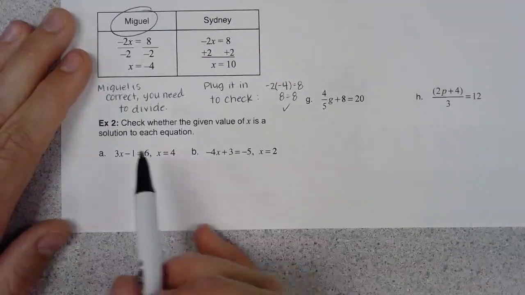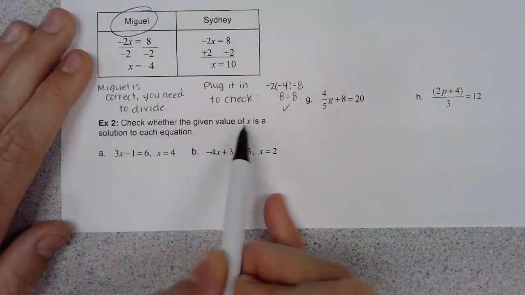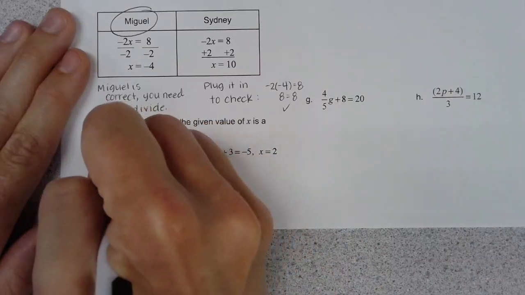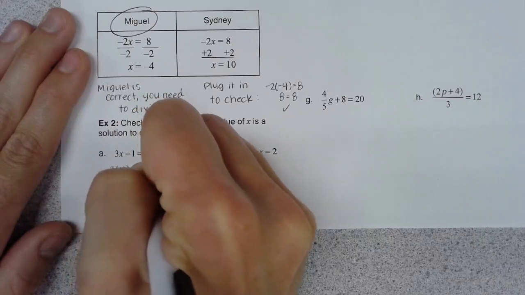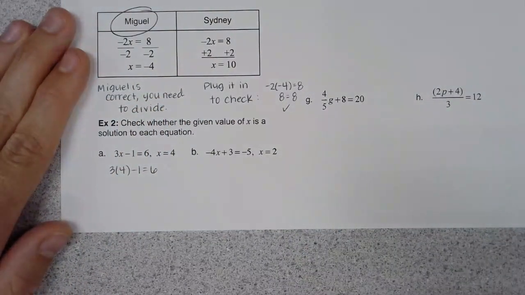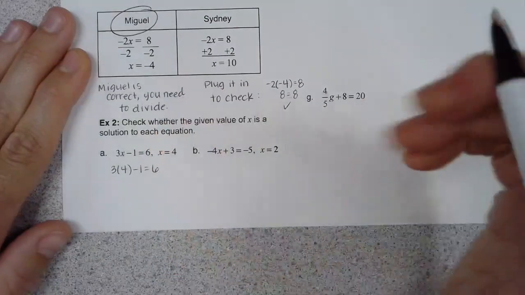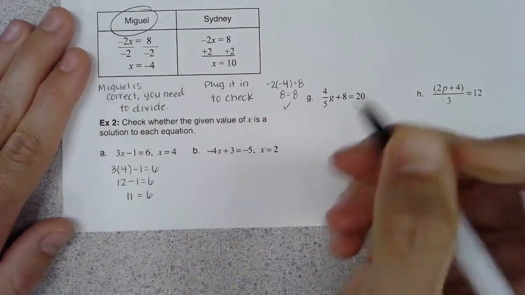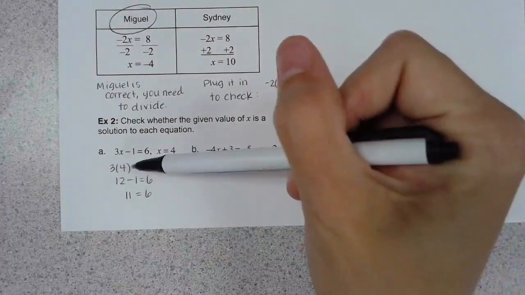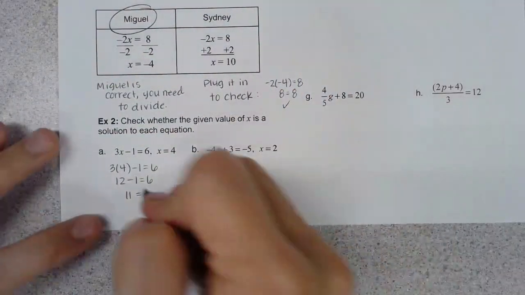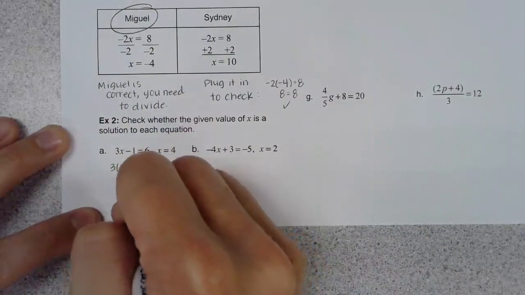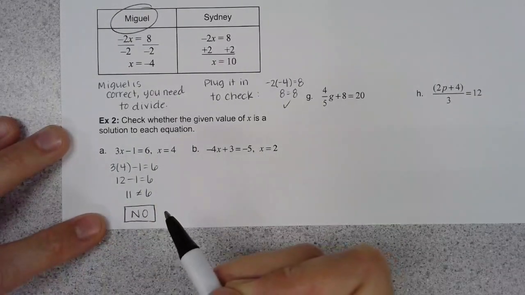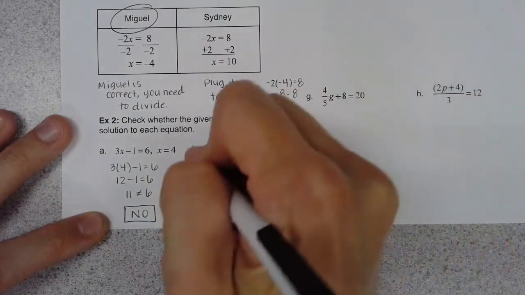In example number 2, we're doing this part here. It says check whether the given value of x is a solution to each equation. So for A, for x equals 4, I'm going to plug in the 4 for where the x was in the problem. So I'm just plugging it in here for where there was an x, and then I'll simplify from there. 12 minus 1 equals 11. And so notice how I keep the 6 the same over here, and I'm just simplifying on the left-hand side. Since 11 does not equal 6, we can conclude here the answer to the question is no, x equals 4 is not a solution of that equation because these two numbers weren't the same.